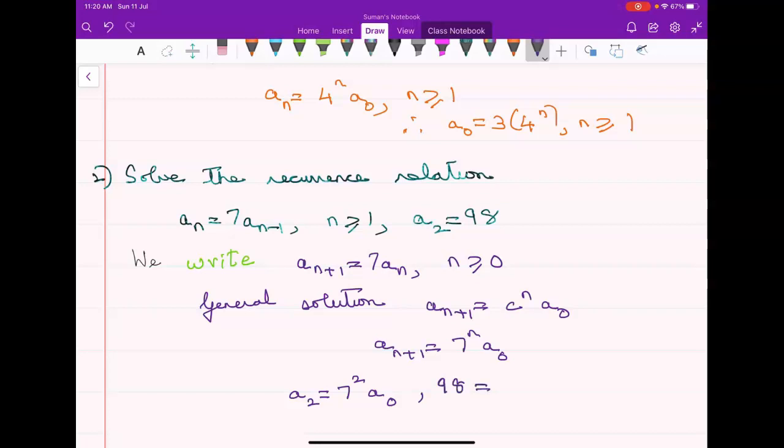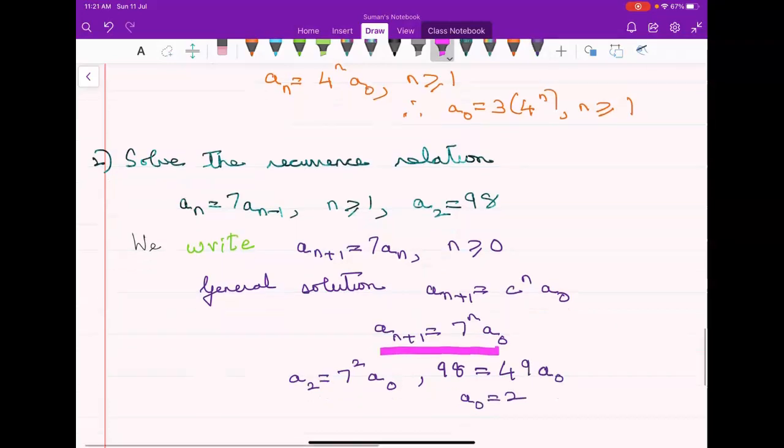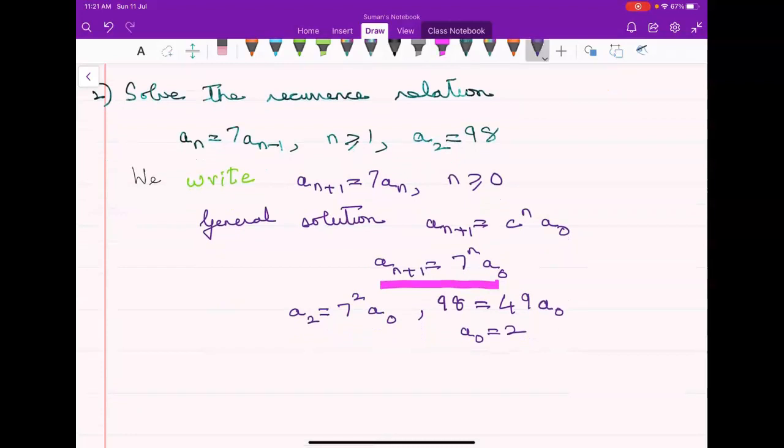So 98 is 49 times a_0. That means a_0 equals 2. Now I will substitute in this equation. a_{n+1} is 7^n a_0. So you get a_{n+1} = 7^n into 2, where n is greater than or equal to 0. This would be the general solution of the homogeneous equation.